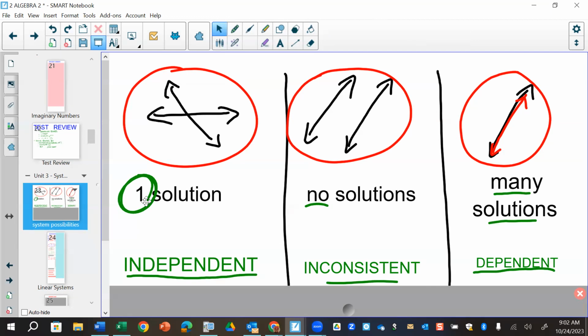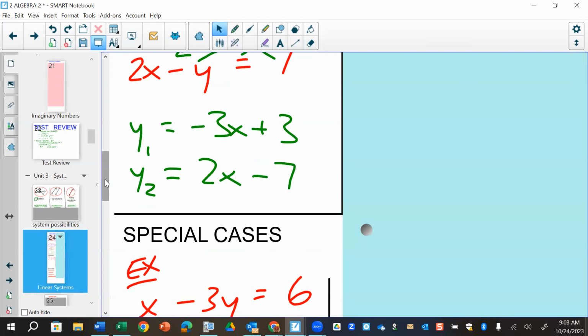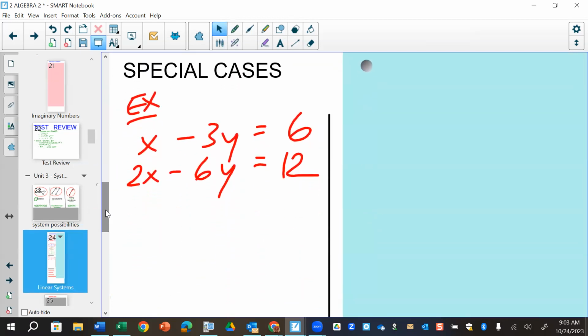So every problem we've done so far was independent. We found one answer. So here come the other two that occur 1% of the time. The parallels and the coincidental lines. All right. I'll write this one down. Special cases. Two special cases.